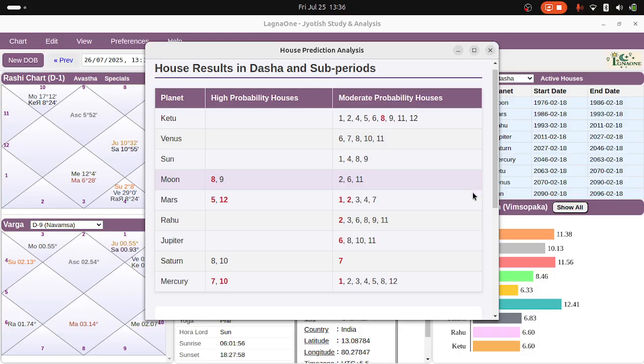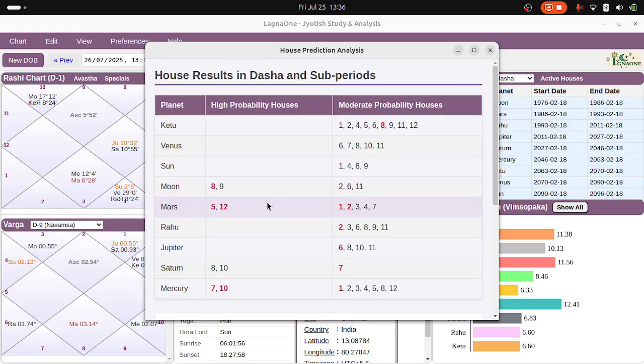Let us make it easy to understand. Let's take one house, the 10th house. Everyone is interested in the 10th house. If I want to see which planets will prominently show 10th house results when they come in dasha, I would look at the 10th house column first. You see Saturn and very strongly Mercury. These two are pretty strong. Saturn and Mercury are the two strongest planets to show the 10th house results.